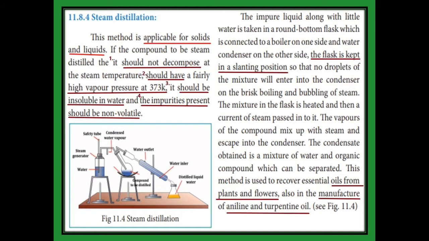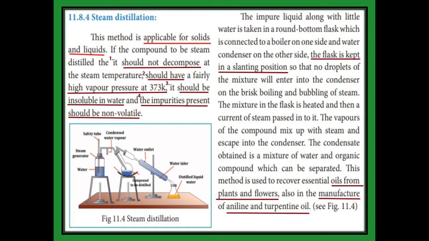So what is the first condition? The organic compound should not decompose at steam temperature. The next one: the vapor pressure of the organic compound at 373 Kelvin should be high. 373 Kelvin is the boiling point of water. Why is the boiling point of water mentioned here? Because of steam. How can you get the steam? Steam comes from water only. When water is boiled, it gives steam. So the boiling point of water is 373 Kelvin. At that 373 Kelvin, the organic compound's vapor pressure should be high. This is the second condition.